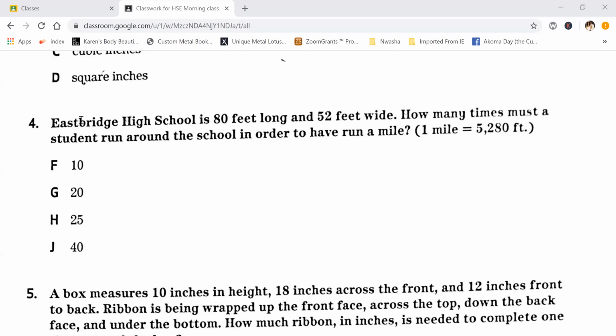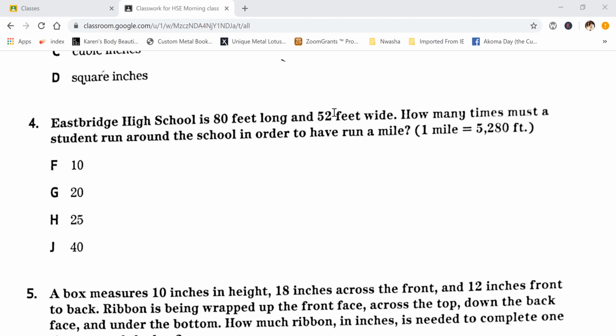So it depends on how you want to look at it. The first choice is pull it up on your screen and then just copy it down into your notebook. Another choice is if you have a printer and still have paper and ink, if you haven't run out, you could print it, or you can just look at it on two devices. But if you're looking at number 4, the first sentence says East Bridge High School is 80 feet long and 52 feet wide. So this is where you're getting the 80 and the 52.